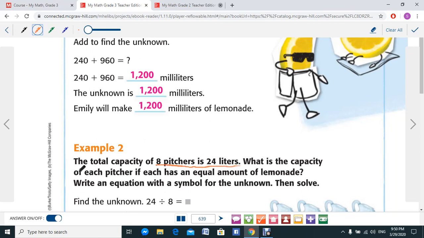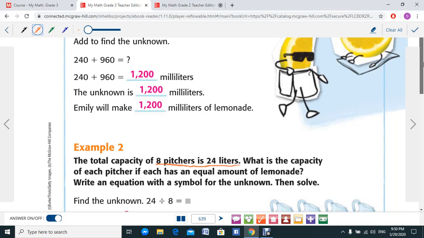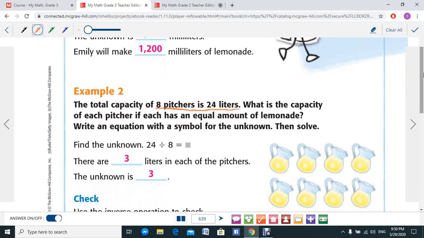What is the capacity of each pitcher if each has an equal amount of lemonade? So all of them are 24. They are 8. So we're going to divide 24 by 8 to know the capacity of one of them, which is 3. Because 24 divided by 8 is 3.